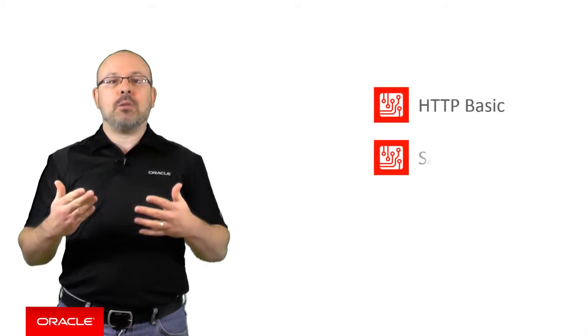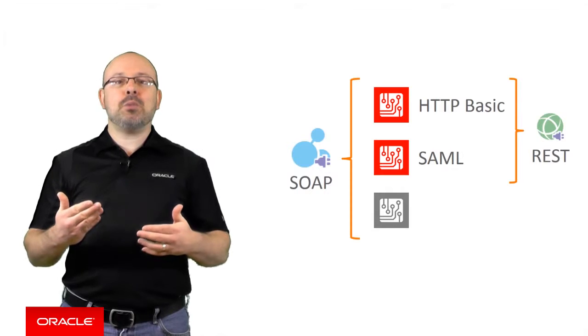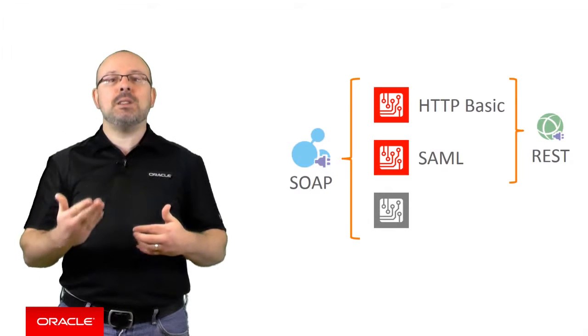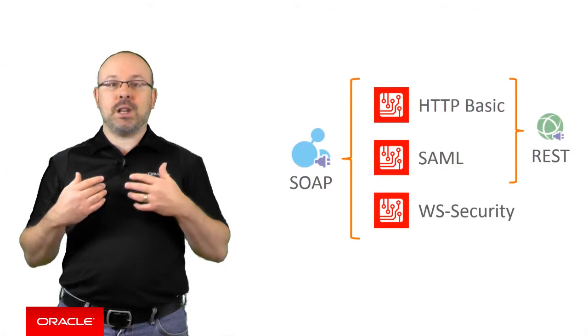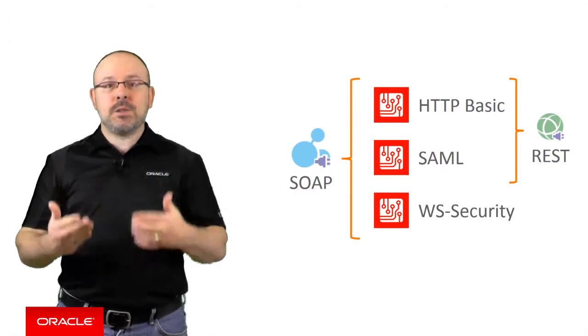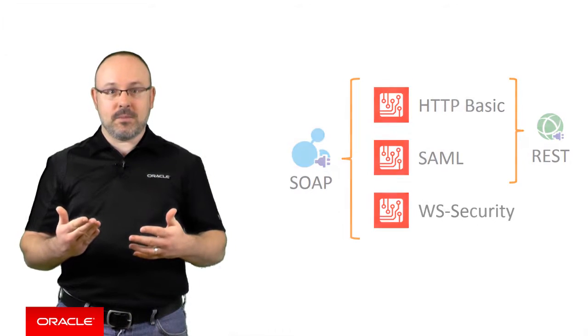Technology-wise, MCS supports various flavors of HTTP Basic and SAML for both SOAP and REST web services. In addition, it supports various WS security mechanisms in the case of SOAP web services. For the time being, mobile user identity propagation can be achieved through SAML only.